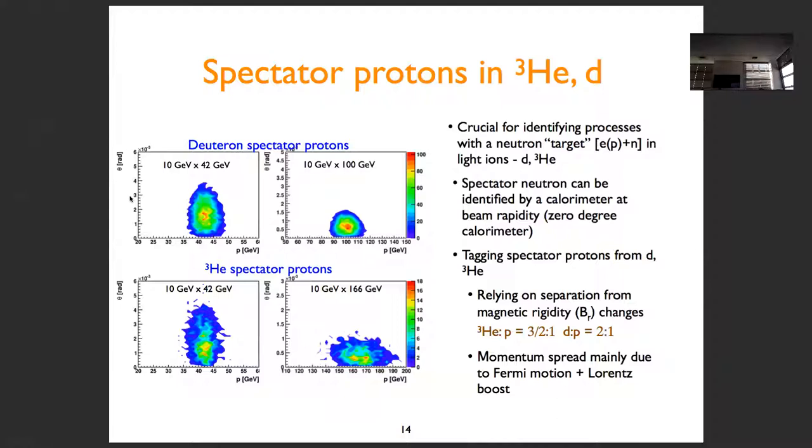This is pretty much all driven by Fermi motion, and this energy smearing also comes from longitudinal Fermi motion, and then it's Lorentz boosted. How you separate it: we utilize the magnetic rigidity. The beam is tuned for helium-3, and then the rigidity changes. The proton suffers a different field. This is a factor of two, so it bends twice more. If you know how it bends, then you identify the protons. Again, this is all on the order of a few milliradians, so it has to be all in the forward region.